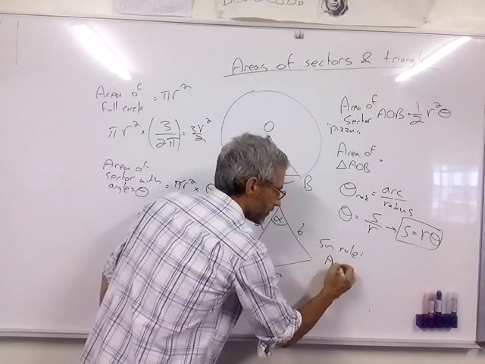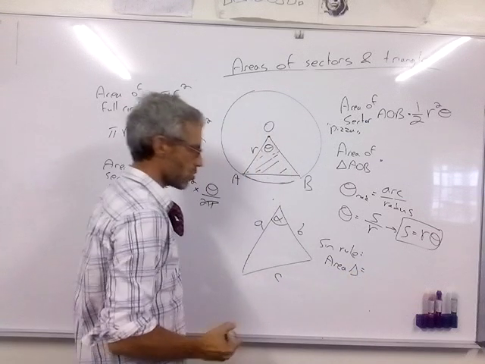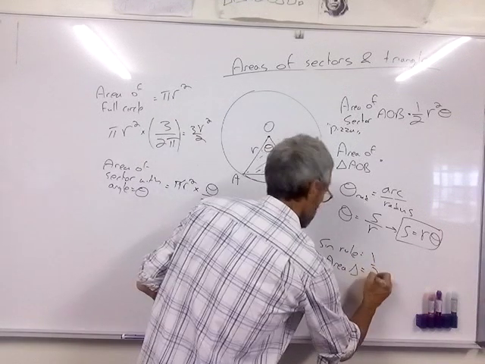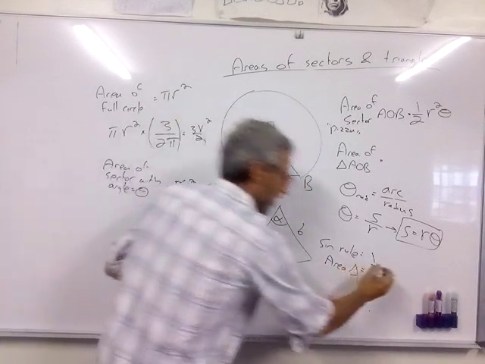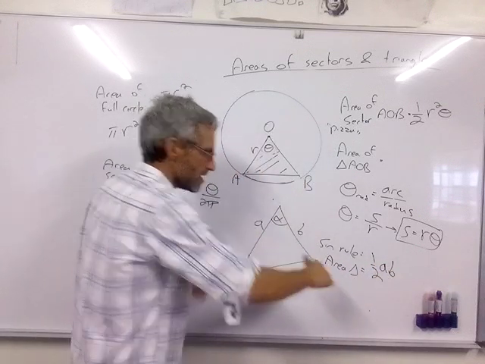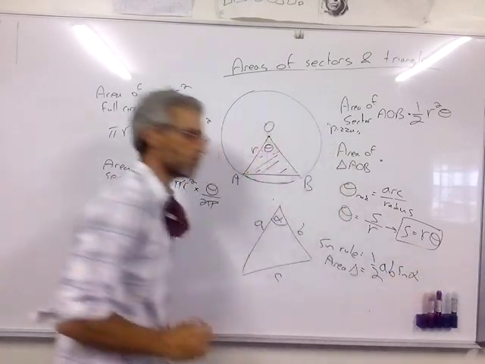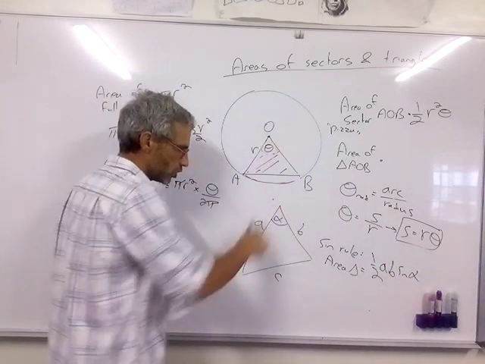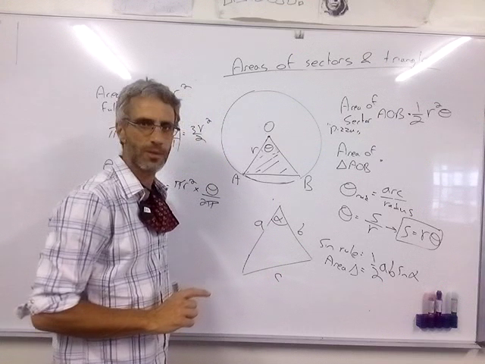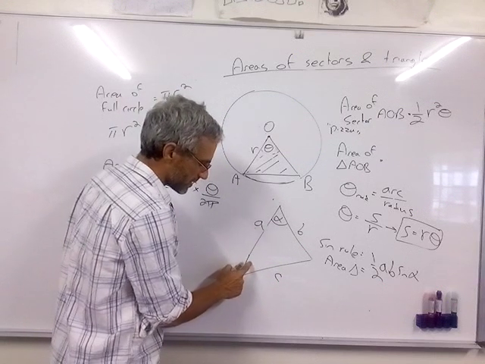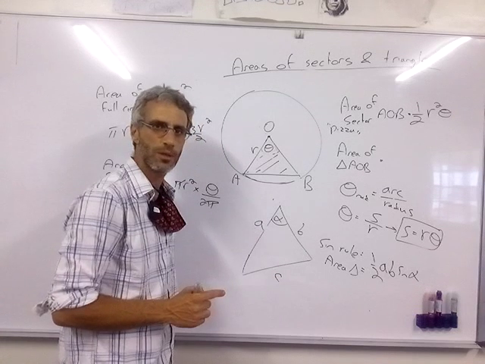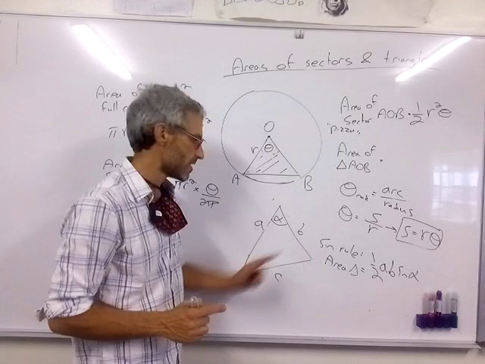The area of a triangle will be equal to half, is it half? Yeah, it's half times the product of two sides, A and B, times the sine of the angle in between. So if you've got two sides and the angle in between, you do half times A times B times the sine of the angle in between. If I don't have this angle, then I can't do half times A times C. I need also the angle in between. So that will be the sine rule to calculate the area of this triangle.